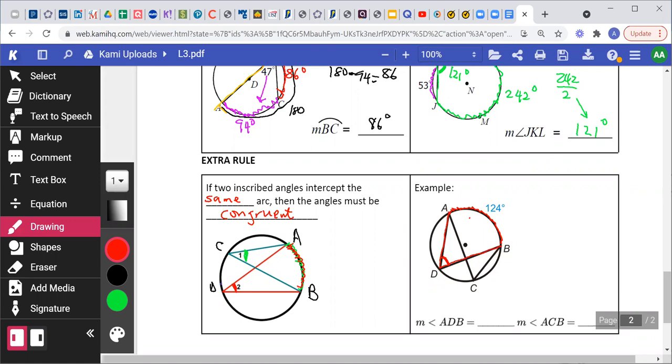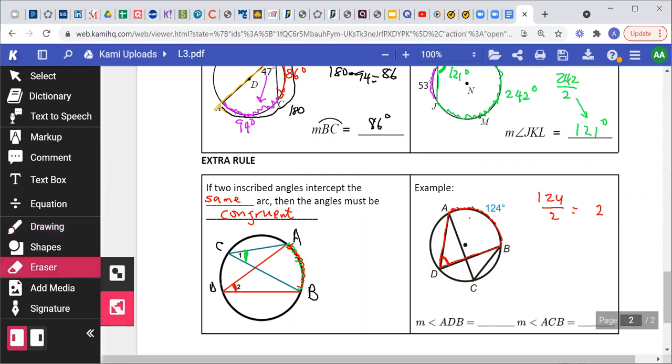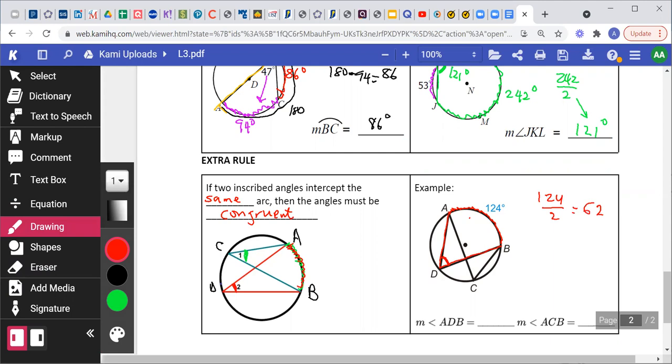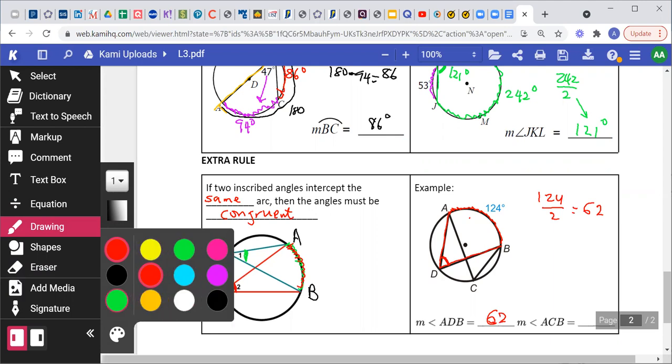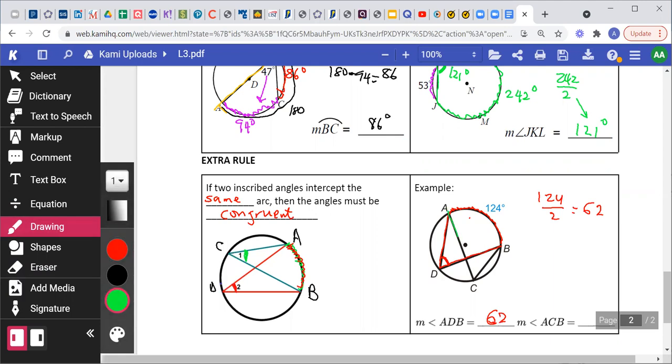Then the angle ADB is going to be half of the intersected arc, 124 divided by 2. 4 divided by 2 is 2, 2 divided by 2 is 1, and 12 divided by 2 is 6. So it means ADB has to be 62. And the next angle says ACB, I'm going to move from A to C and then C to B. And what do you observe here? The intersected arc is also AB.